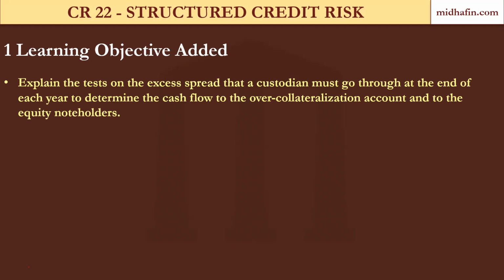And again, content is 100% same, because there was a separate section where the cash flow determination was done, and it was mentioned that the custodian has to do these tests on the excess spread. Already it was discussed, right? So no change in the content. Fine. So this was all about credit risk.